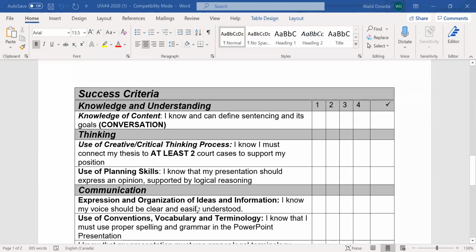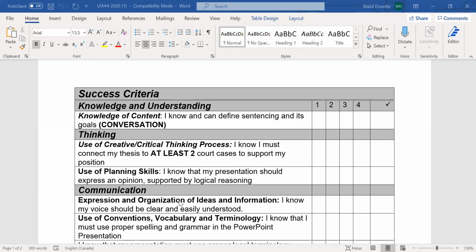When you're doing this assignment, I'm looking for the following: knowledge of content. I know I can define sentencing and its goals, which means I know what it means to sentence someone for a crime. I know what the goals of each of the different categories are. I know that I must connect my thesis to at least 2 court cases to support my position. And again, the court cases are usually in the textbook, so I'm not asking you to go do individual research. In that section, there's always a court case that deals with a sentencing issue, and depending on your presentation, you're going to use the court cases to back up what you're saying.